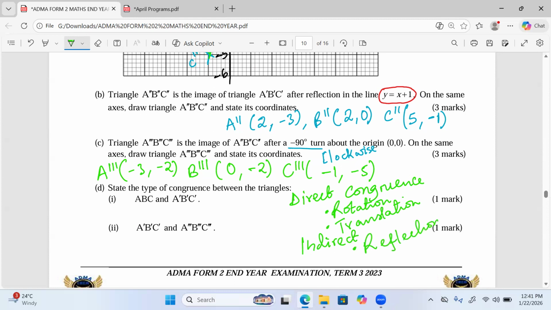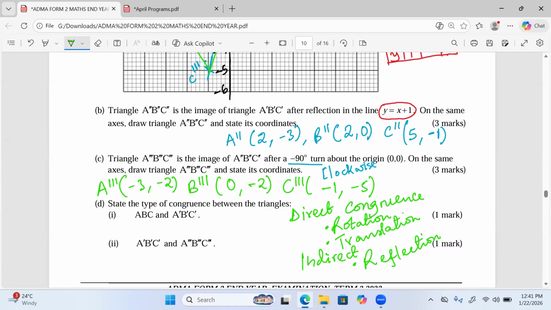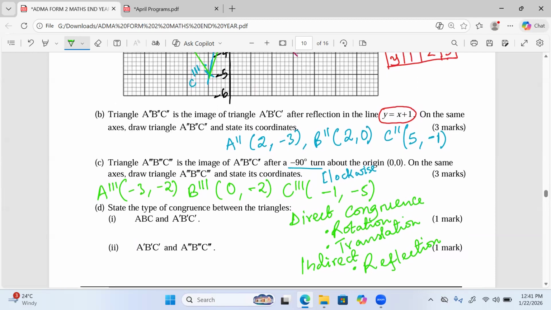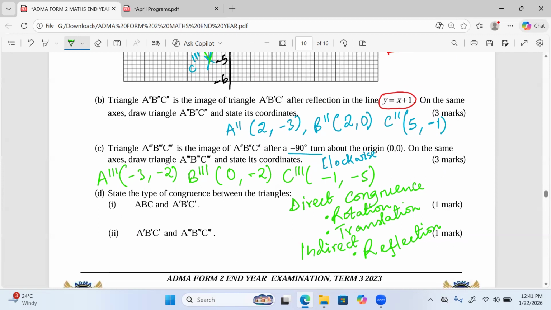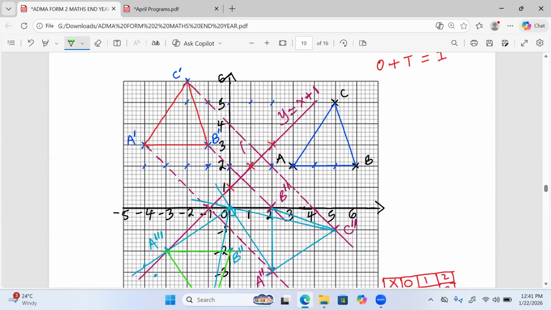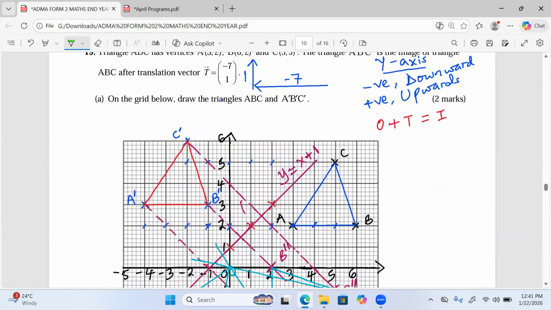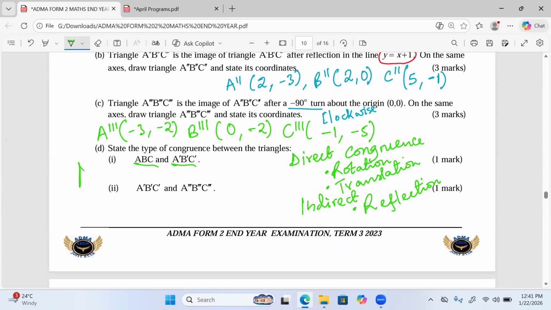So for us to state the congruence that has been involved, we can first consider the transformation that was involved from the first triangle to the second, from ABC to the first image, A prime, B prime, C prime. We add a translation. With a translation, we usually get direct congruence. So here, they are directly congruent. Direct congruence.